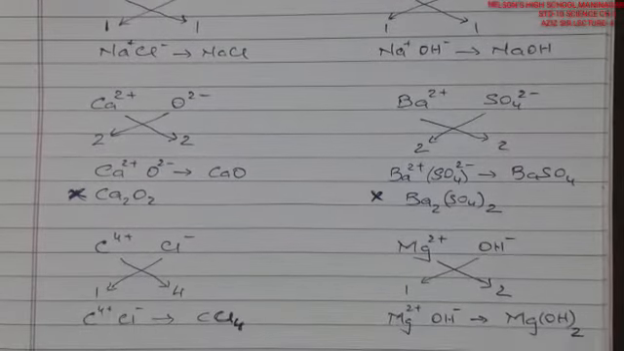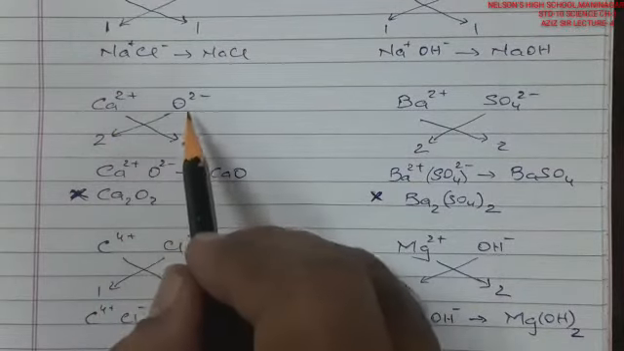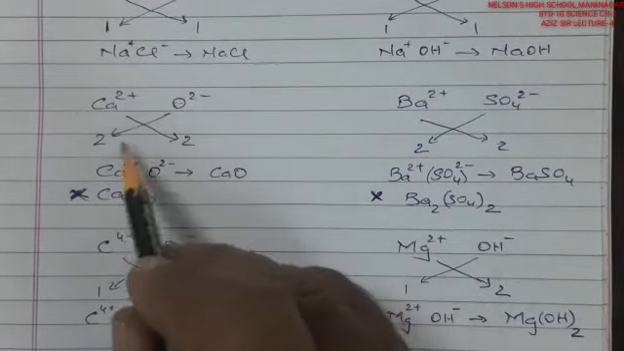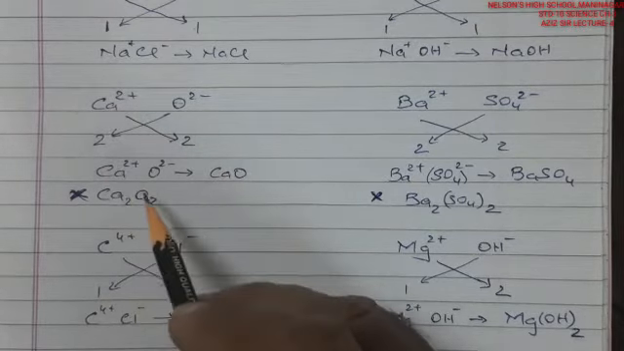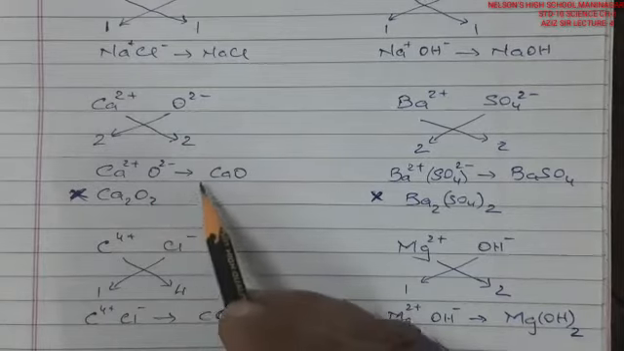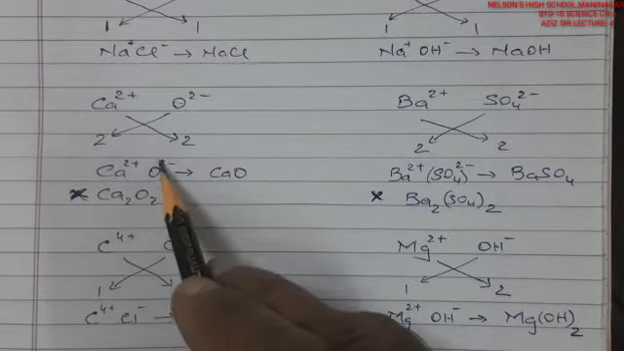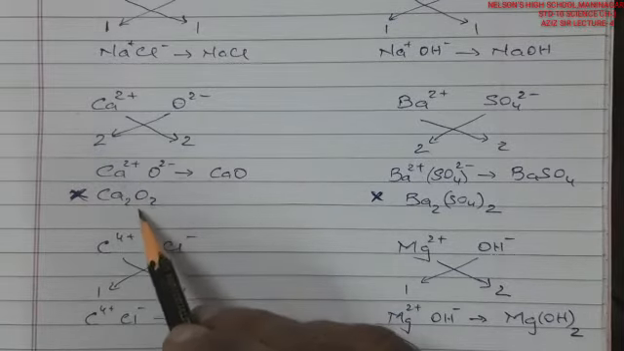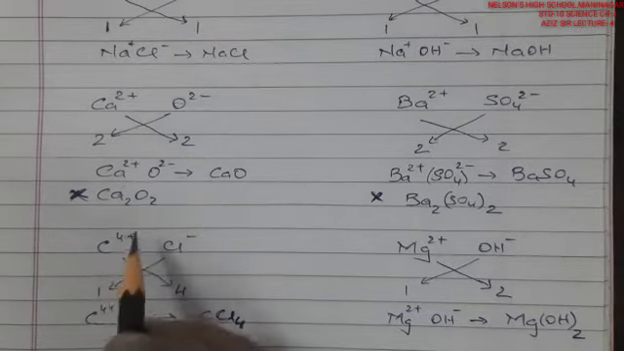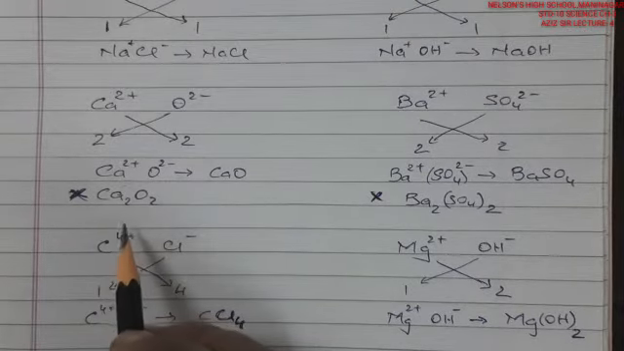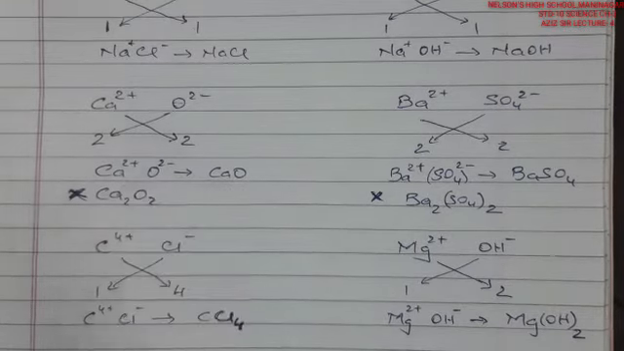The same way with calcium: Ca is 2+ and oxygen is 2-. So 2 comes from this side and 2 comes from this side as cross multiplication. So Ca2+ and O2- gives you CaO. You cannot write 2 here in terms of cross multiplication, with 2 coming here and 2 coming here. Don't write it this way because that will be wrong. You have to divide by a common factor, and by dividing you will get Ca and O only.